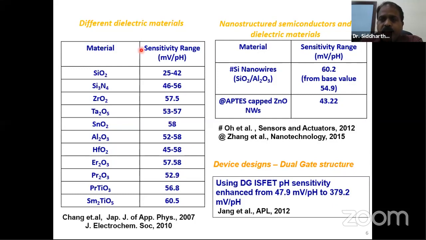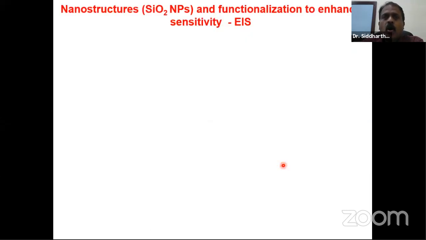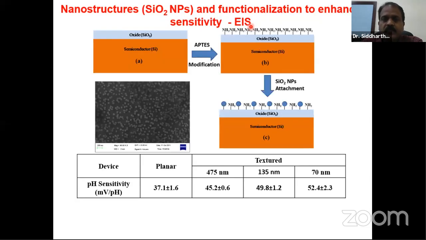What I'm going to present is some of our work where we have again utilized these three philosophies to improve and enhance the sensitivity. So first we start with utilization of nanostructures, more specifically silicon oxide nanoparticles, and also functionalization to enhance the sensitivities, and we have utilized an electrolyte insulator semiconductor system. Just to give an analogy, this is like a diode instead of a transistor.